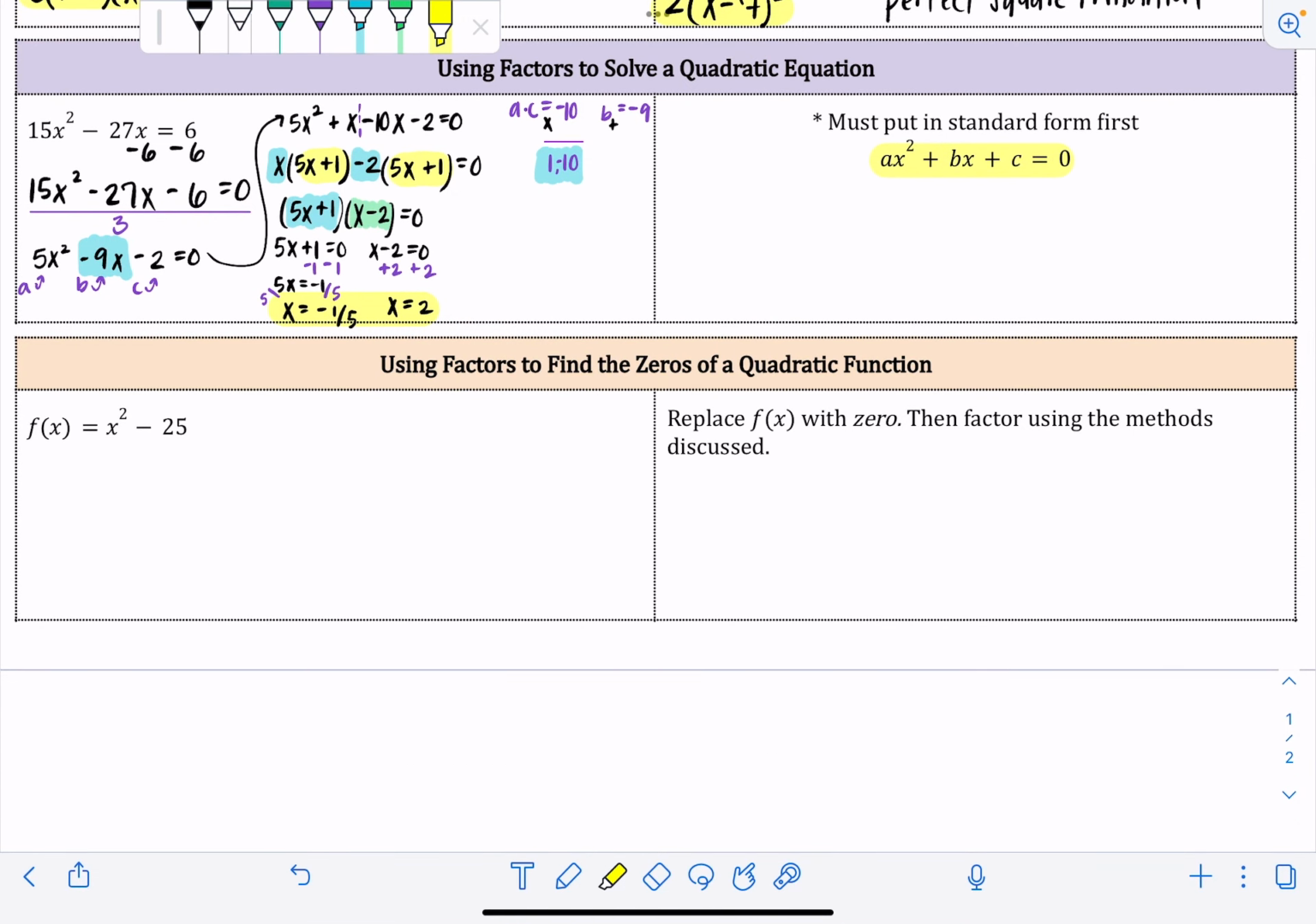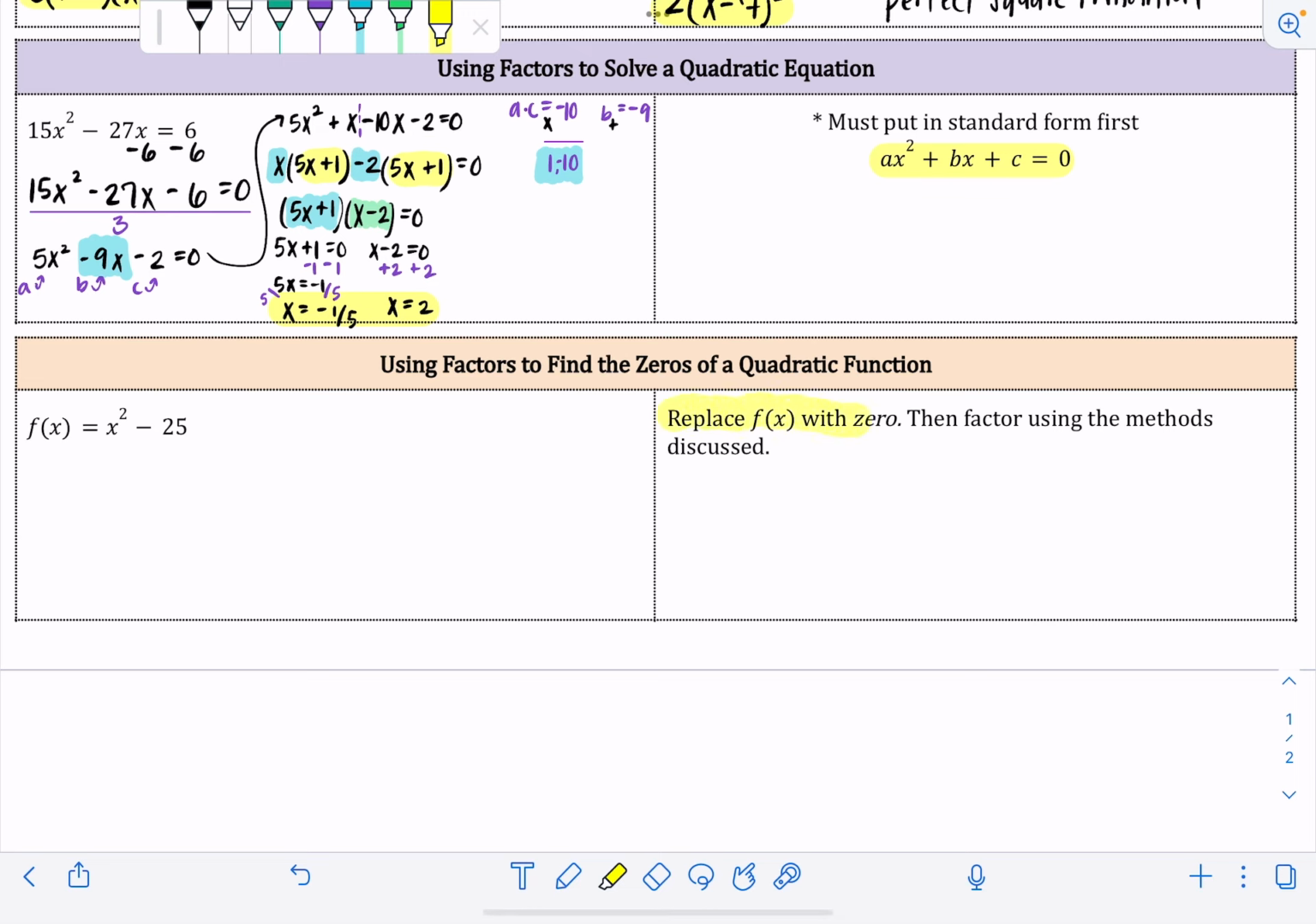And then the last problem, using the factors to find the zeros of a quadratic equation. So it's actually the same exact type of problem as the previous one. It just has a different terminology. So instead of starting with an equation, we're starting with a function. Like you can see, it says f of x. But finding the zeros just means that you need to replace f of x with 0.